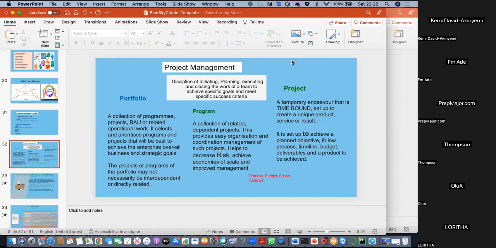Yes. Now, when we talk about portfolio, a portfolio is a collection of programs and projects. We have what we call standalone projects. A project that may stand on its own. It's not within any program, just a project on its own. So we have a collection of programs, projects, BAU, or other related operational work.